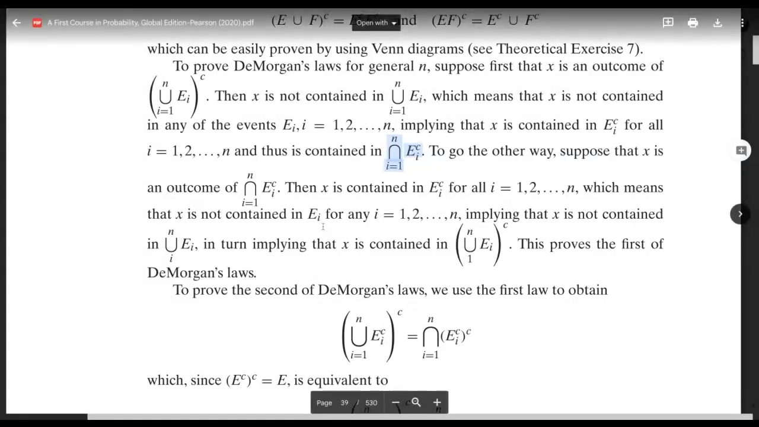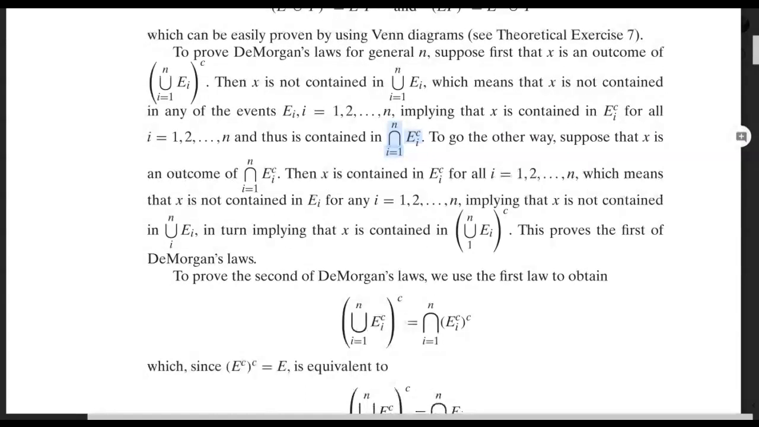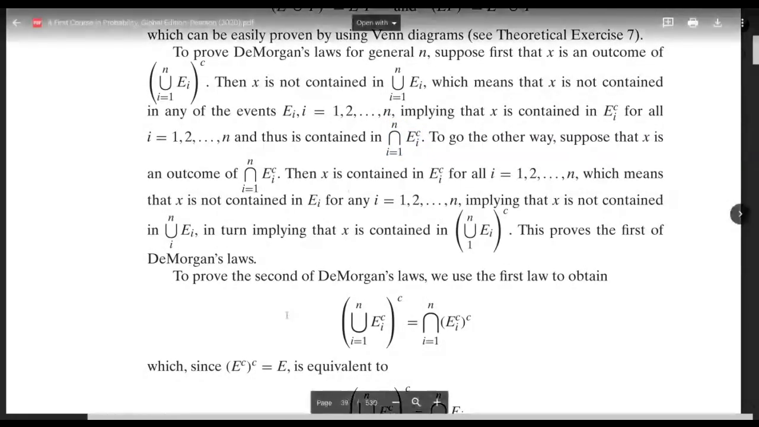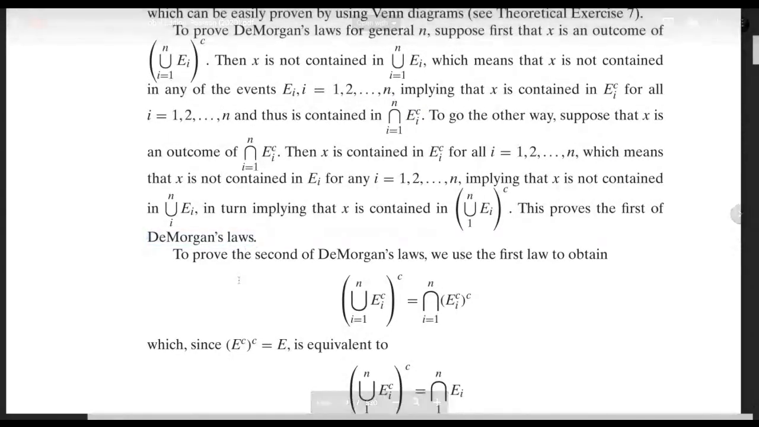Because it's not in any of the events. Of course, it's not going to be in the union of the events. So in turn, X is contained in the complement of the union. So this proves the first De Morgan law. De Morgan's laws are very useful, right?